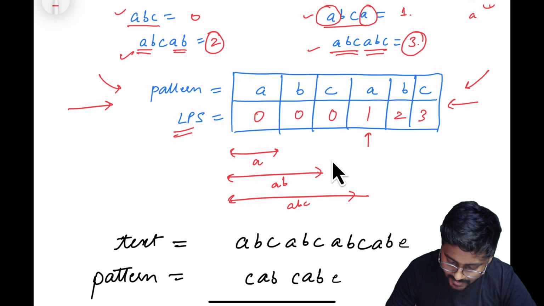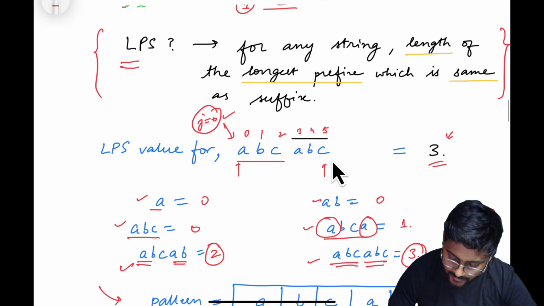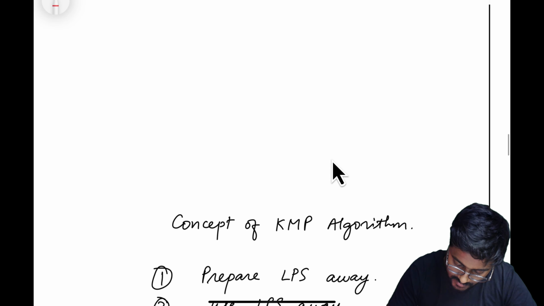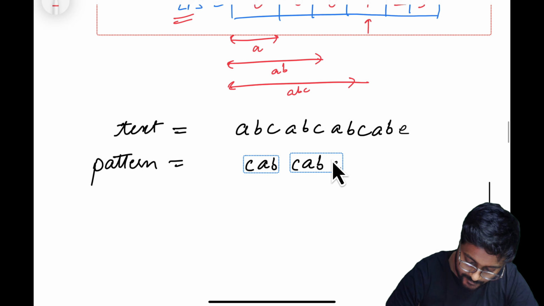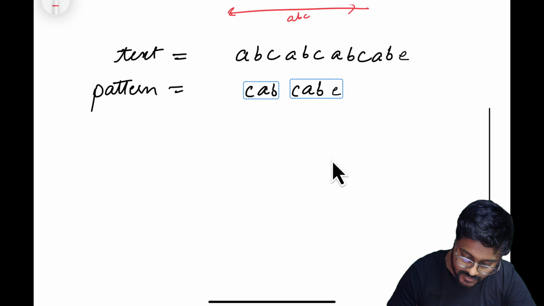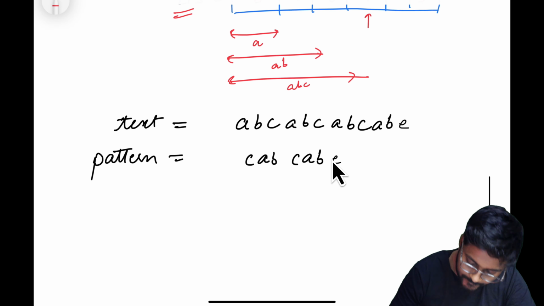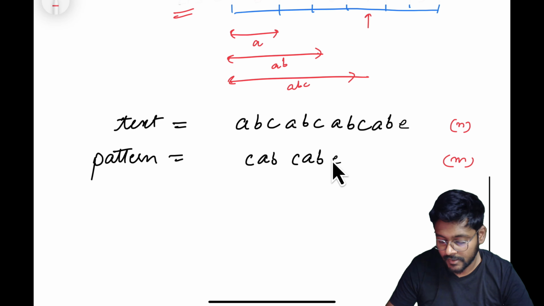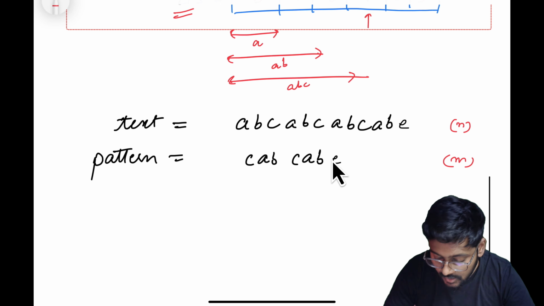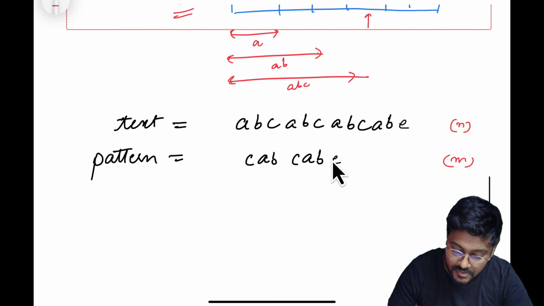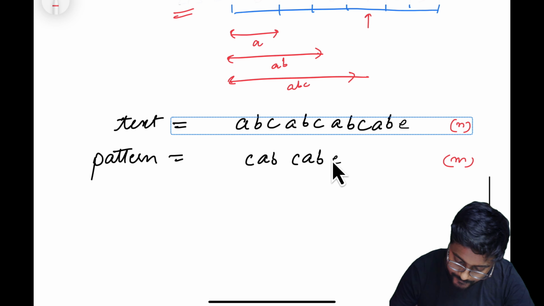Now this is my LPS array. We have verbally seen how we prepare it, and now let's have a look at an example. Let's say in this case we are going to prepare the LPS array for this pattern. The length of the text is n, the length of the pattern is m. If we go ahead with the naive approach, the time complexity is going to be n into m. But let's try to see where we can do better.